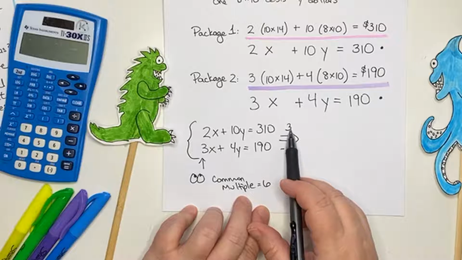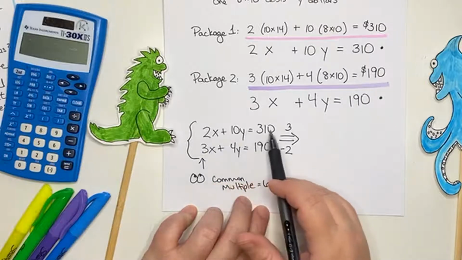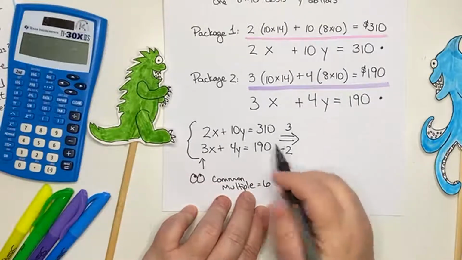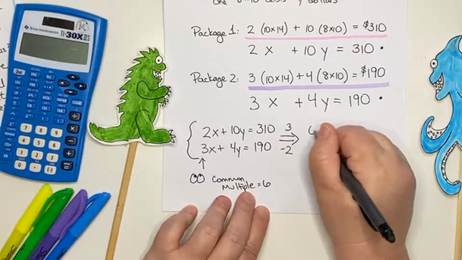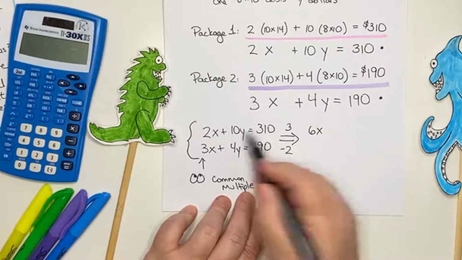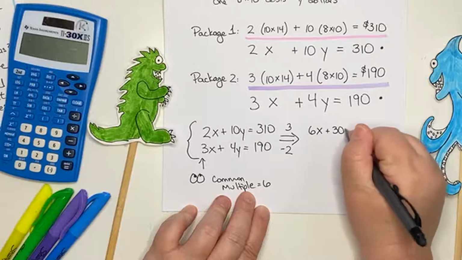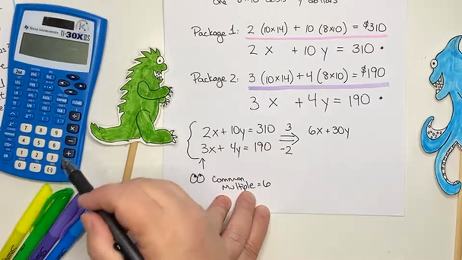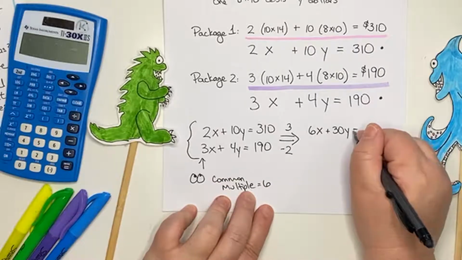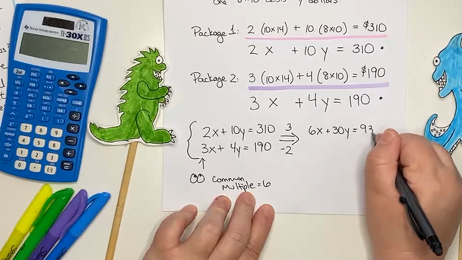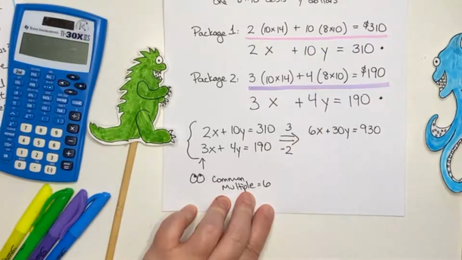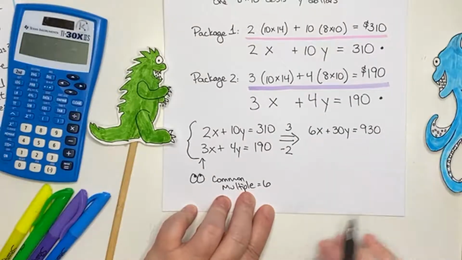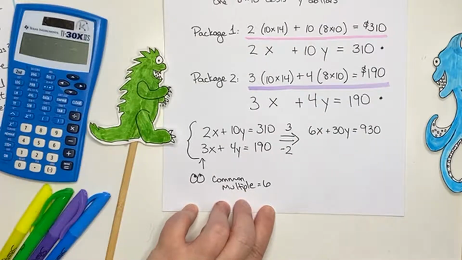So here we go. 3 gets multiplied times everybody. So I've got 3 times 2x is 6x. 3 times 10y is 30y. And 3 times 310, remember you've got that calculator nearby if you need it. I think I can do it. I think it's 930, fingers crossed. If it's not, I can imagine you guys are screaming at the video and I can't hear it, sadly.